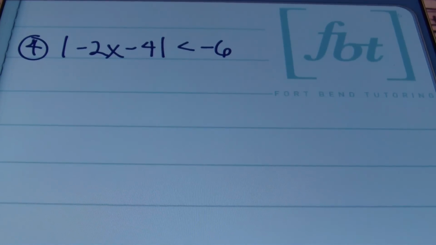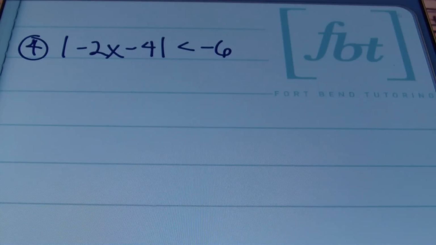All right. In problem number 4, we have the absolute value of negative 2x minus 4 is less than negative 6. Your first step is to guarantee that your absolute value has been isolated, that it's on one side of your inequality symbol. And it is by itself. That's good. The other thing to do is to analyze it to see if it's possible. We know that the results of every absolute value will be either 0 or a positive value. So, is there any way that 0 is less than negative 6? No, 0 is not less than negative 6.